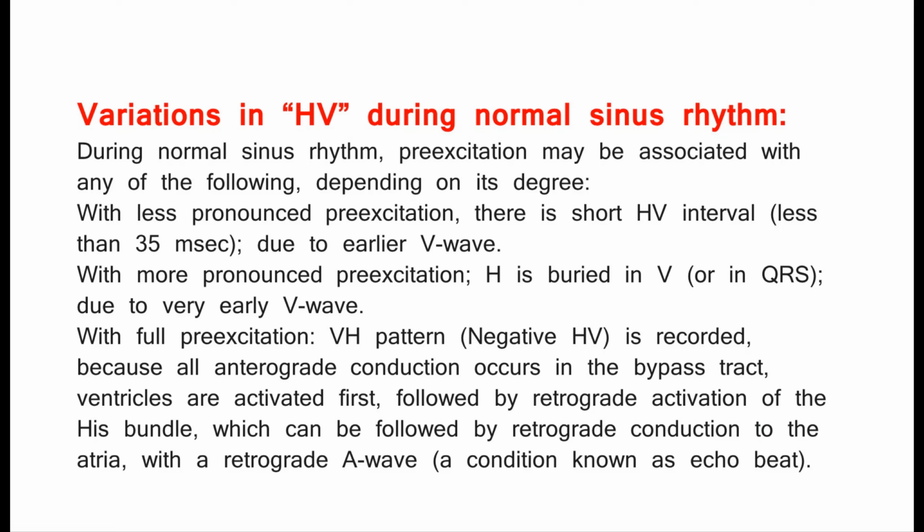With full pre-excitation, VH pattern, negative HV, is recorded, because all anterograde conduction occurs in the bypass tract, ventricles are activated first, followed by retrograde activation of the His bundle, which can be followed by retrograde conduction to the atria, with a retrograde A wave, a condition known as echo beat.